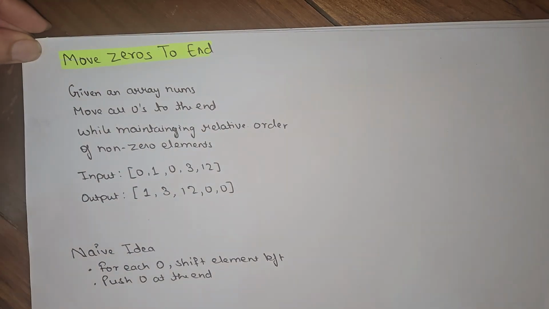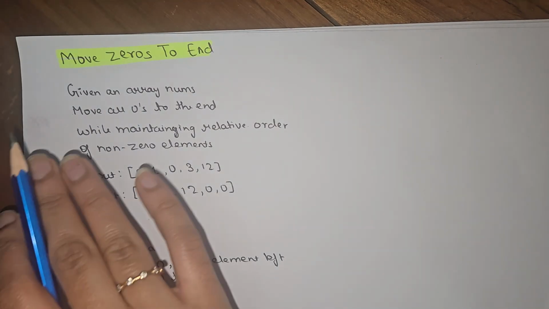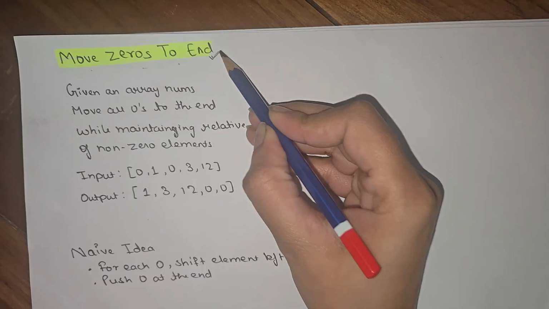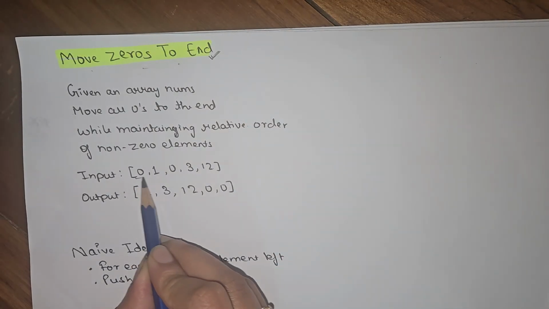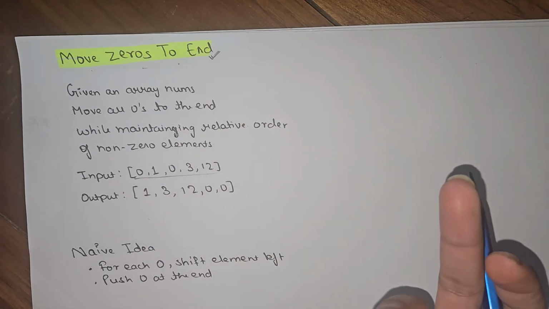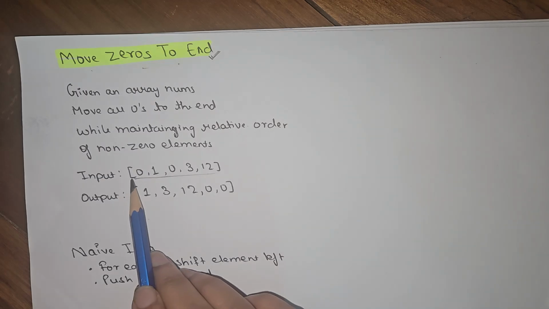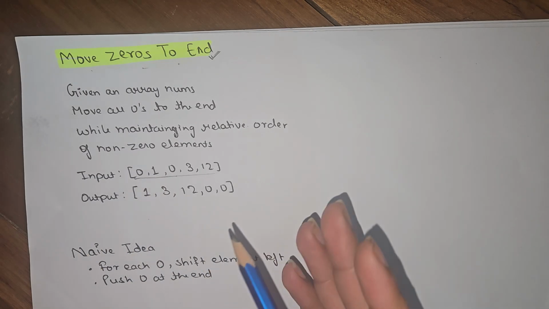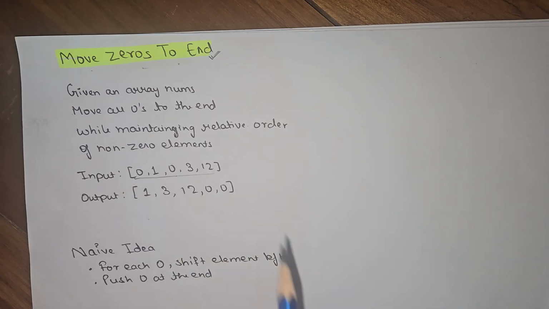So today we will discuss a very classic approach which is asked in many interview questions, which is move zeros to end. So in this problem, we are given an array and it may or may not have some zeros. We basically have to push all the zero elements to the end of the array and keep non-zero elements to the front. We need to maintain the order of the elements in the array.